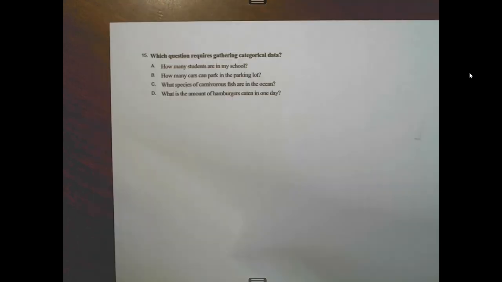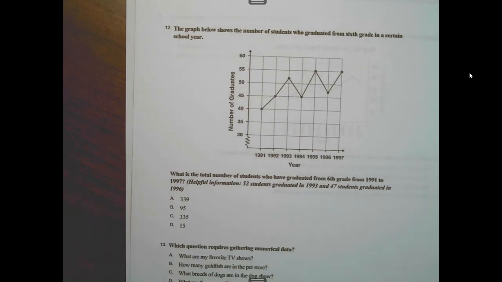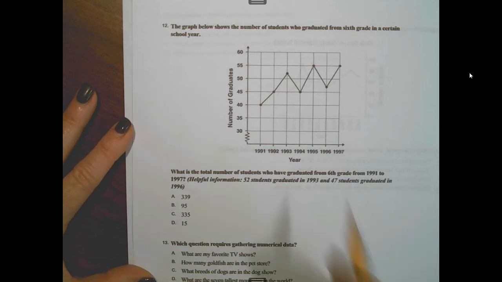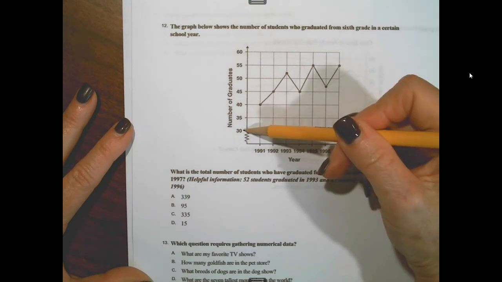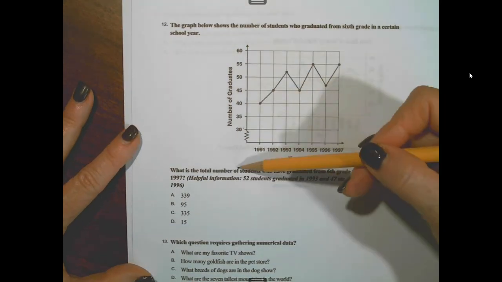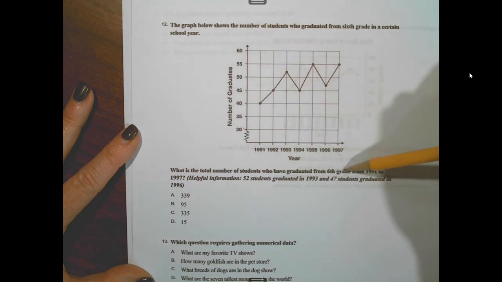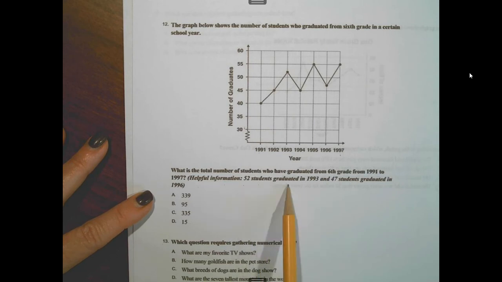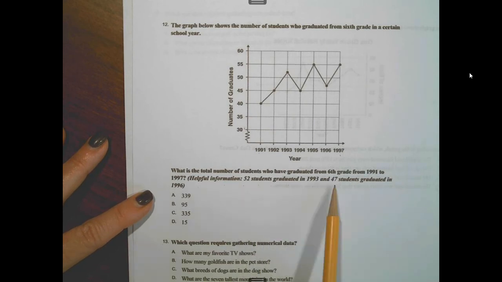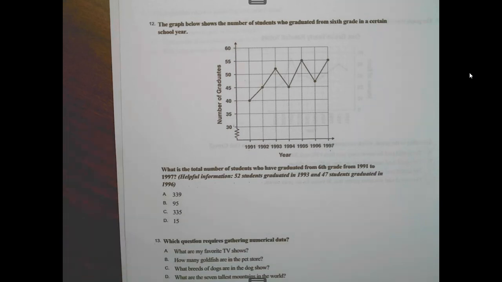All right, number 12. The graph below shows the number of students who graduated from 6th grade in a certain school year. So here we go from 91 to 97. All right, here we go from 30 students to 60. All right, what is the total number of students who have graduated from 6th grade from 1991 to 1997? Helpful information. 52 students graduated in 93 and 47 graduated in 96. Maybe I'm getting that tip because it's hard to read. So I need to find the total number.